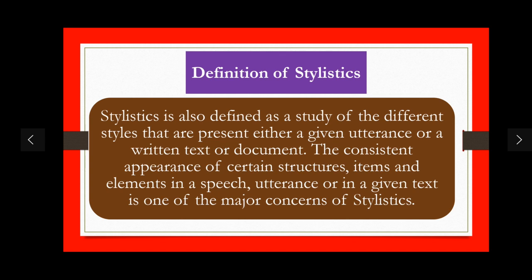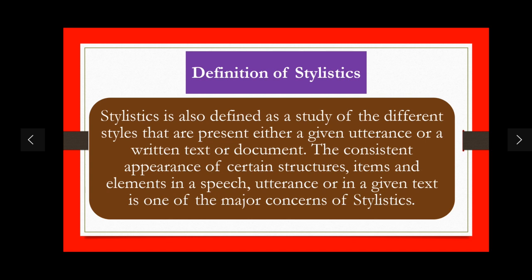So the consistent appearance of certain structures, you are going to study what kind of structures repeatedly appear, or why certain kinds of structures have been adopted by the text producer, the person who produced this text. So the consistent appearance of certain structures, items, and elements in speech, utterance, or in a given text is one of the major concerns of stylistics.